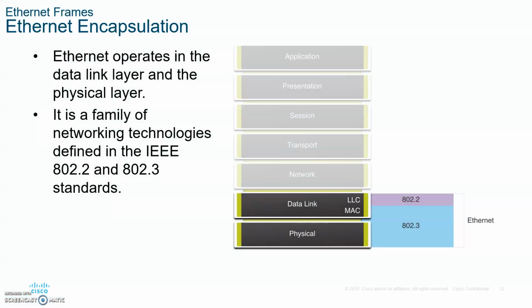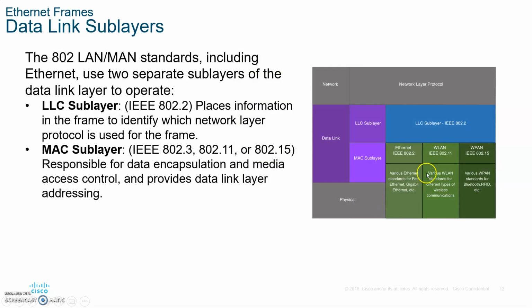All right, so let's talk about the Ethernet frame. I know we discussed this in the last chapter, but just a quick review. The data link layer is broken up into two sublayers, the logical link control and the media access control. The IEEE 802.2 is responsible for the LLC, and the 802.3, the Ethernet, is the media access control sublayer of the data link layer.